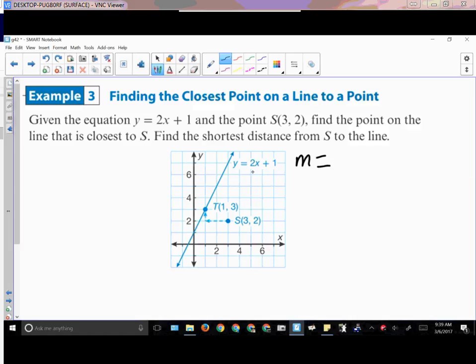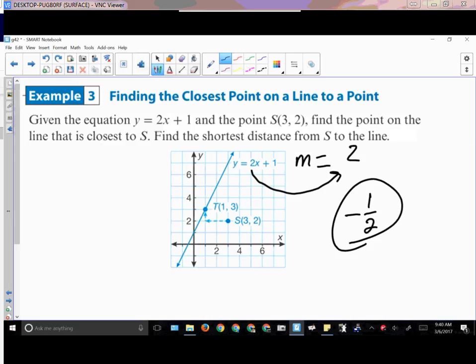Well, the slope of this line should be whatever is right here. So that means this slope is going to be 2. Okay? What is the slope of the perpendicular line? Remember what that was? Nobody remembers what the perpendicular slope is going to be? Yep, it's going to be the reciprocal, and it's also going to be the opposite. So negative 1/2. This is going to be the slope of the perpendicular line.